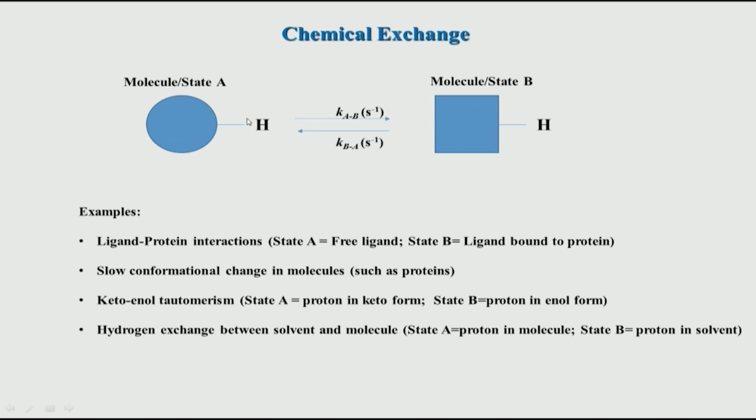So, ligand environment, it is in an environment around the free ligand. Here it is still attached to the ligand, but now the ligand is bound to the protein. So, this hydrogen now experiences a different chemical environment, and that is called state B. This is one of the first cases which we will come across.